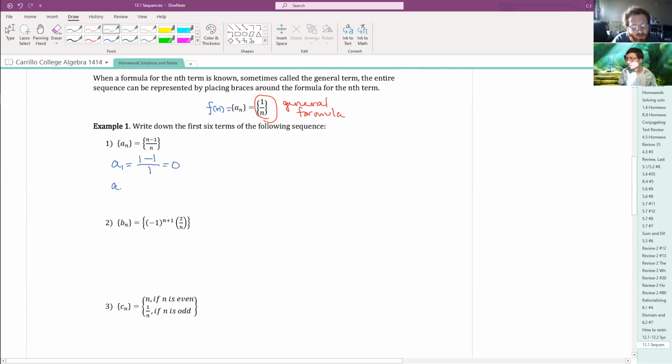And then we'll do a sub 2. So that is 2 minus 1 over 2, and this is 1/2. And we'll do a sub 3: 3 minus 1 over 3, and that is 2/3. A sub 4 is equal to 4 minus 1 over 4, which is equal to 3/4. A sub 5 is equal to 5 minus 1 over 5, which is 4/5. A sub 6 is equal to 6 minus 1 over 6, which is 5/6.